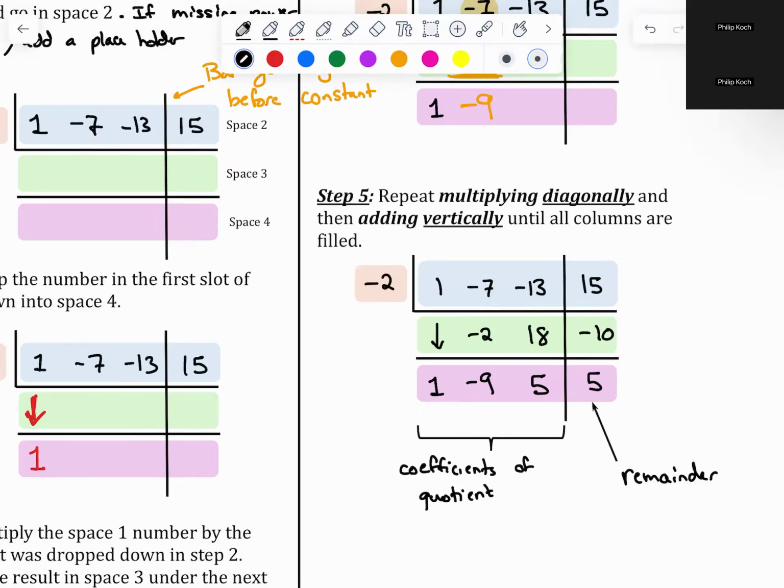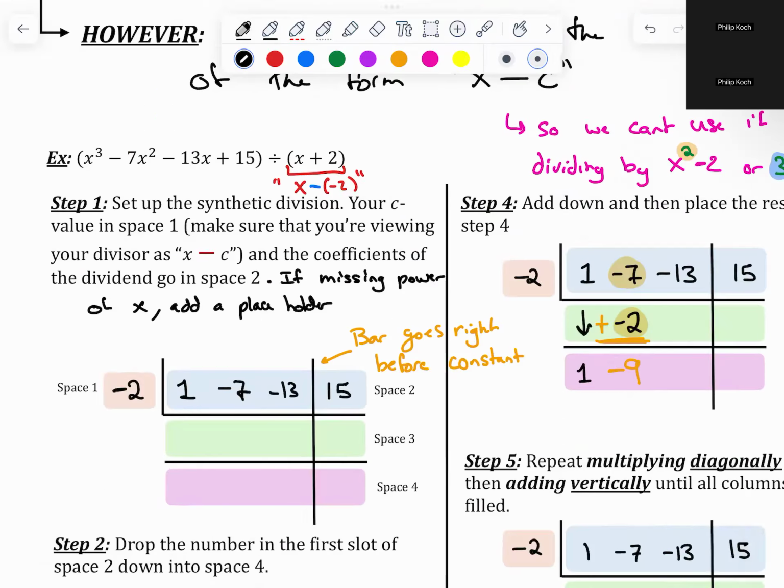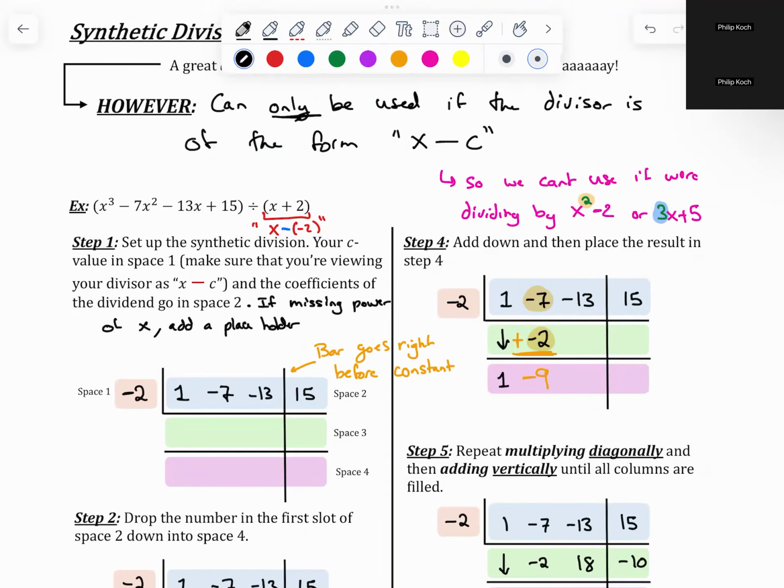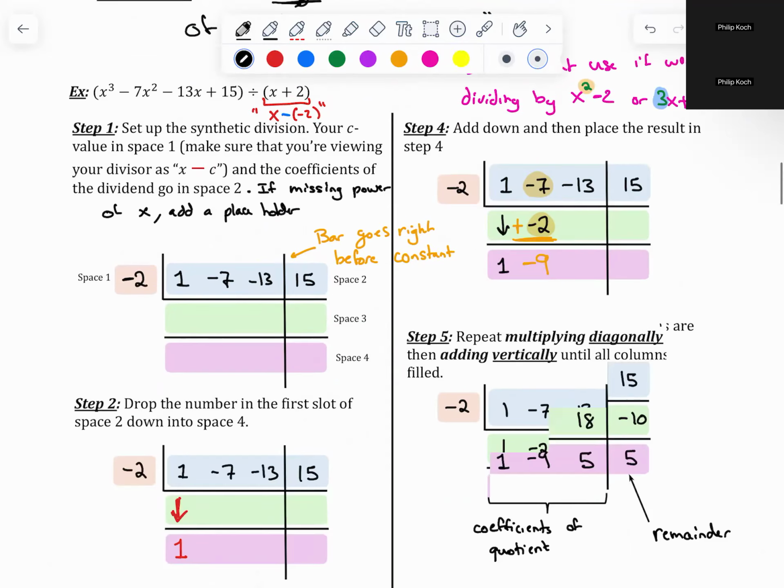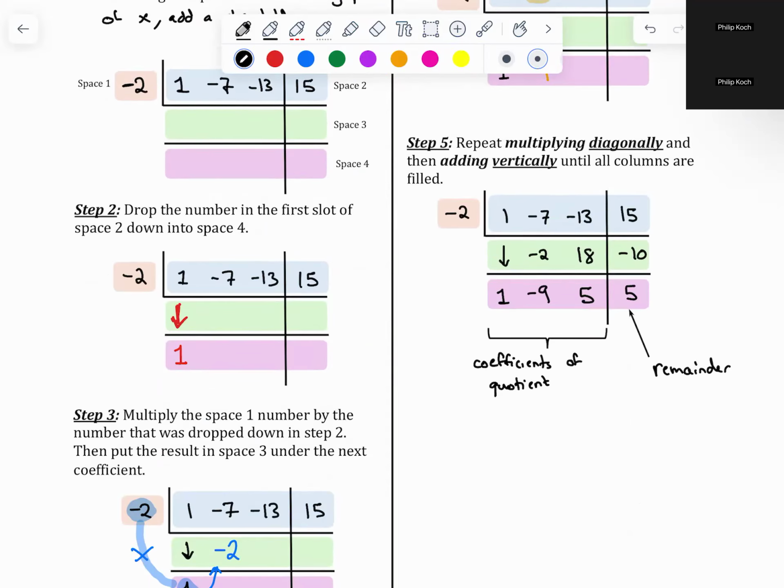So we took a degree 3 polynomial and divided it by a degree 1 polynomial. The dividend was degree 3. The divisor was x plus 2. It's degree 1. So what should our quotient be? 2. 3 minus 1 is 2. And that's always going to be the case with synthetic division. It's always going to be 1 dropped down by 1 degree because you're always going to be dividing by x minus c, a degree 1 polynomial.